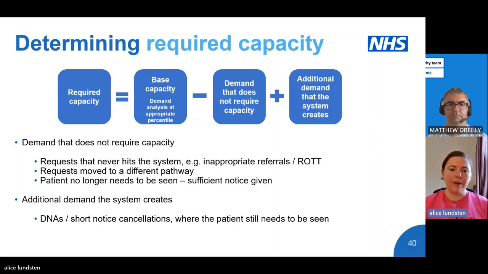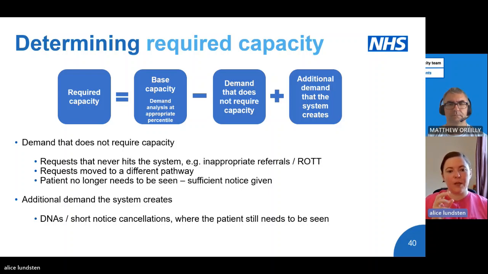So we're now going to be looking at one of the few equations that we've got in here, but quite a simple one, which is determining your required capacity. So your required capacity starts off with what your base capacity is. That's what we've been talking about with the percentiles, that line that we drew across the mountain range. And you will need to set what percentile you're going to be using there.